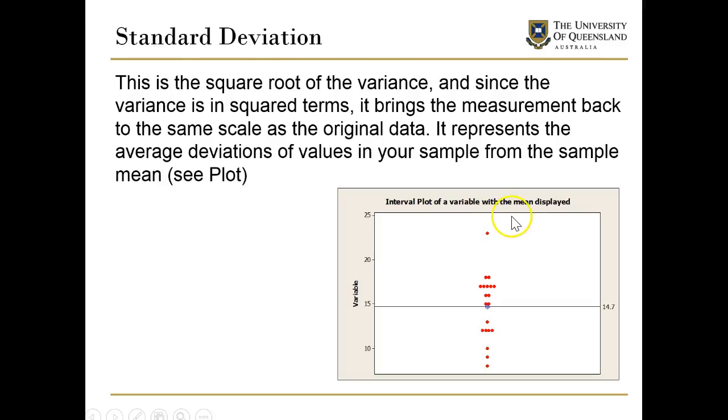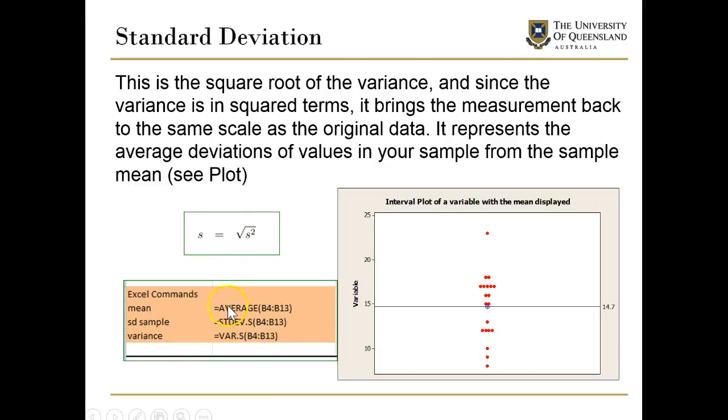Let's just again look at the standard deviation. It's the square root of the variance, and since the variance is in squared terms, it brings the measurement back to the same scale as the original data, and it represents the average deviation of values in your sample from the sample mean. I've just shown you before how to do the variance in Excel. But the other thing is that s, our standard deviation, is the square root of our variance, s squared. So that's something that you should get very familiar with.